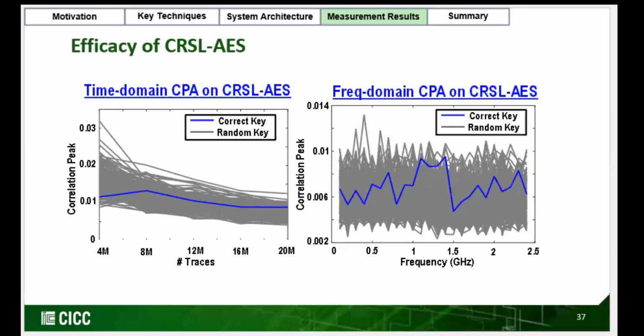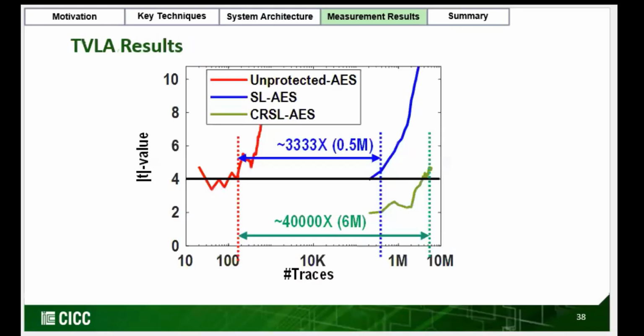However, when we add it to slewed AES, we see that even after 20 million traces using both time domain or frequency domain CPA, the correct key doesn't come out. TVLA-based leakage analysis supports very similar findings. We can see the existence of leaky component for unprotected with just 120 encryptions. However, in presence of slewed clock, it starts to leak with 0.5 million traces.